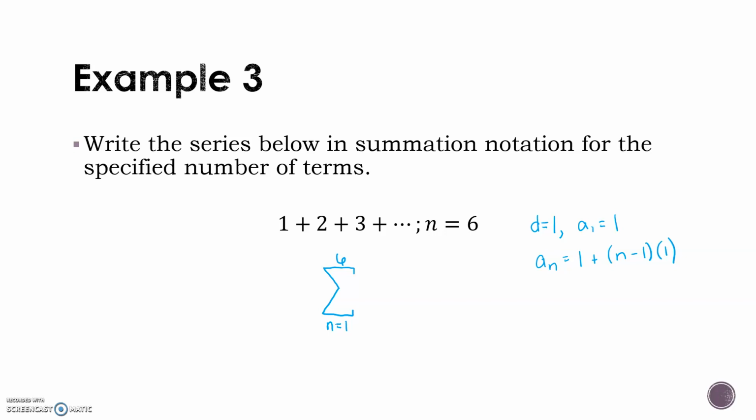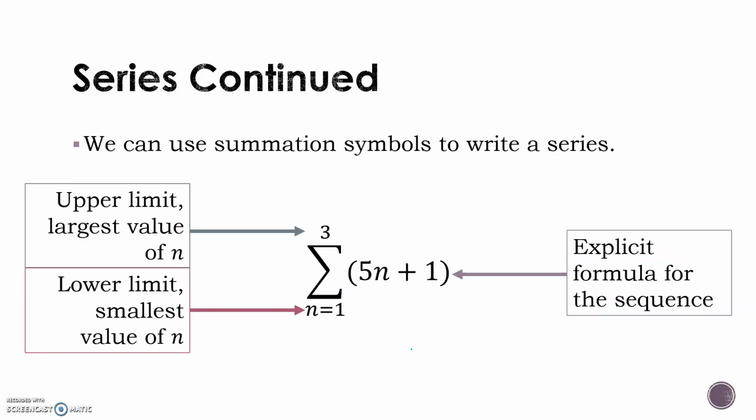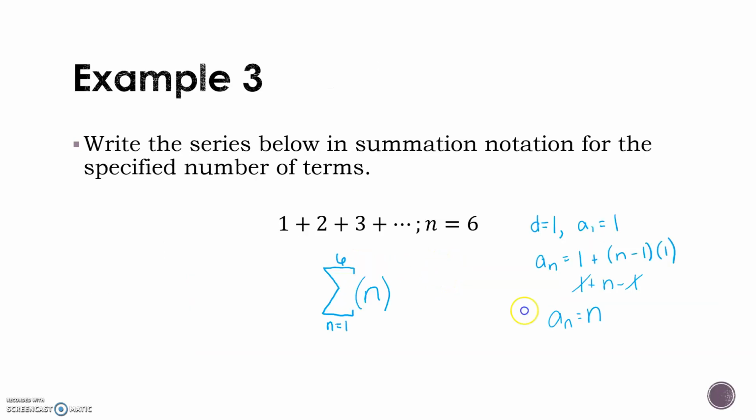So I hope a lot of you were practicing already, but make sure that you continue to do so. So if I distribute this 1 to everything, I get 1 plus n minus 1. Well, those 1s are going to cancel out, and so really I just get a sub n equals n. So my formula is going to be n, and I'm going to put it in parentheses. It's just common practice to put it in parentheses so we know that this is all the formula. There's nothing that is outside of it.